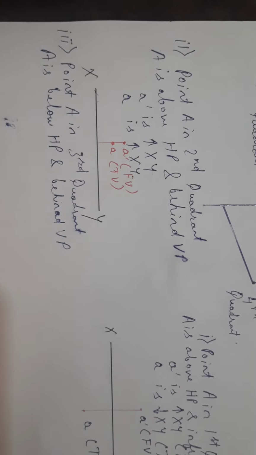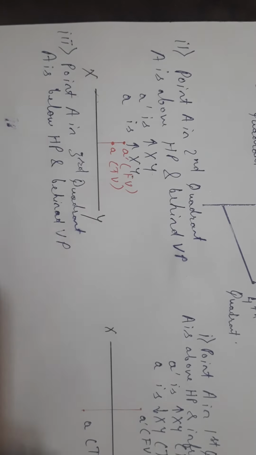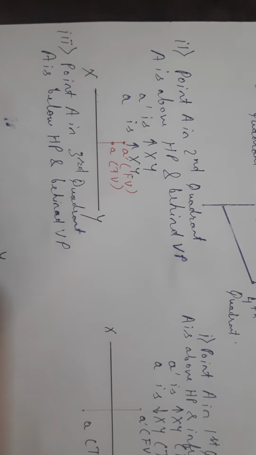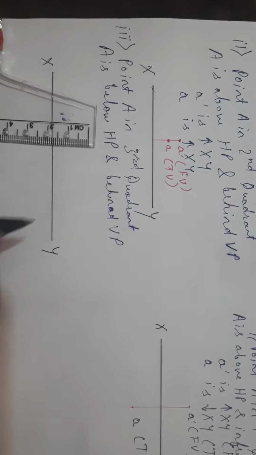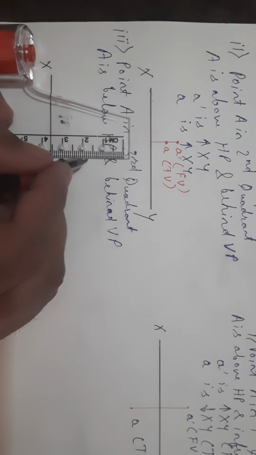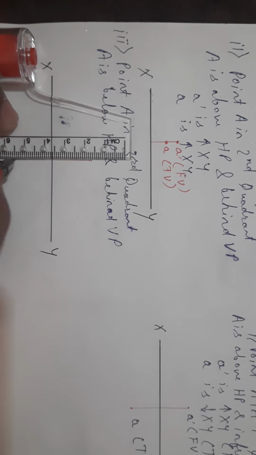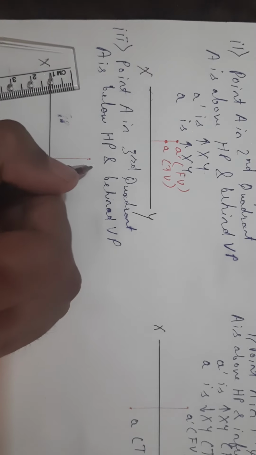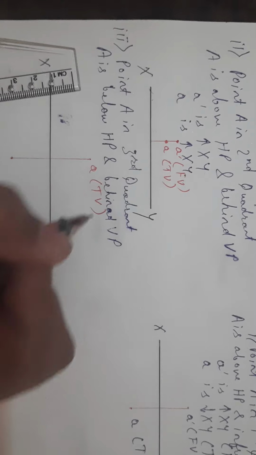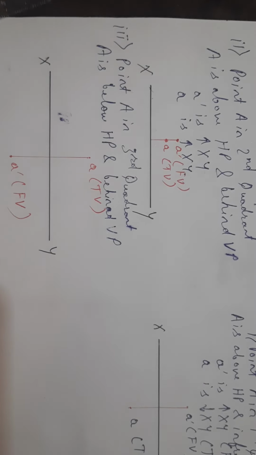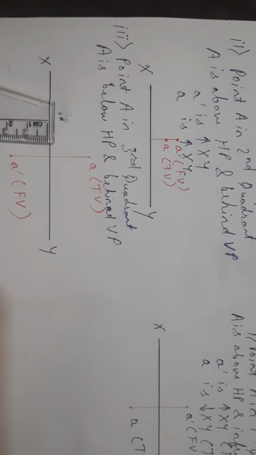So now, to be very specific, let us draw the XY line over here. X, Y. You can see it now. XY line. Now, the top view is above XY and the front view is below XY. So A, which is the top view, is above the XY line. A dash, which is the front view, is below the XY line for a point in third quadrant.